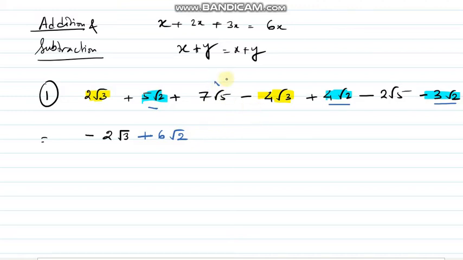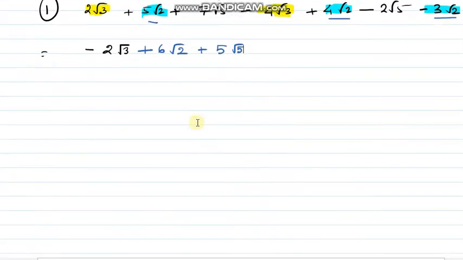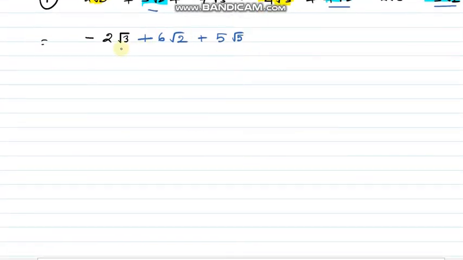The remaining parts are 7y minus 2y, that is 5y. So it will be 5 root 5, right? After this, we can't simplify further because these are all different irrational numbers. Right? Now we will proceed to multiplication.